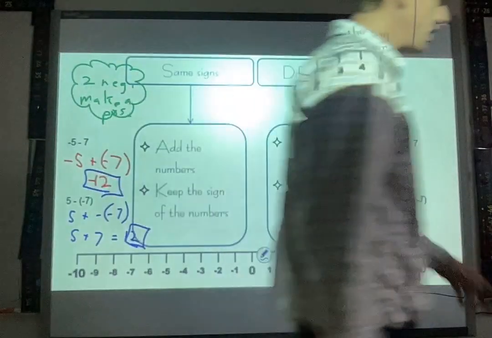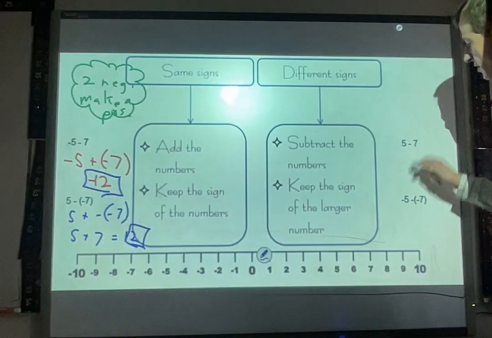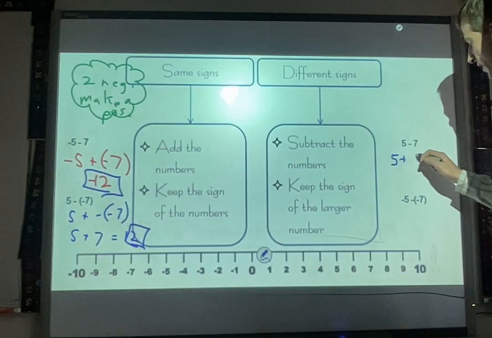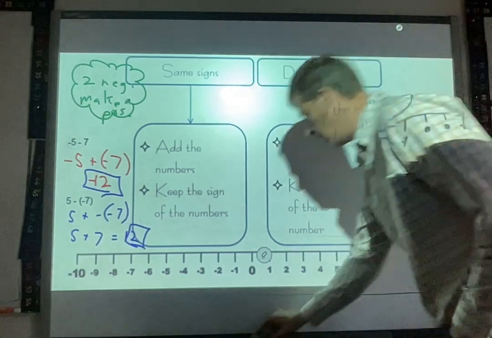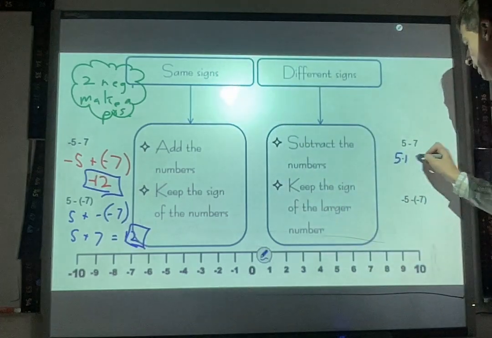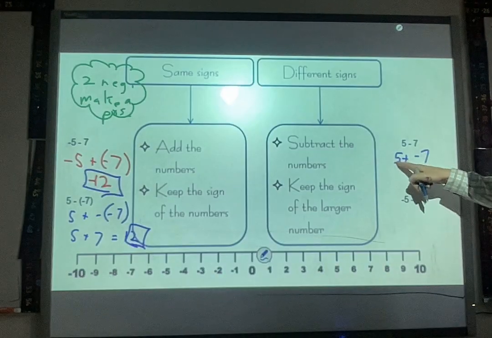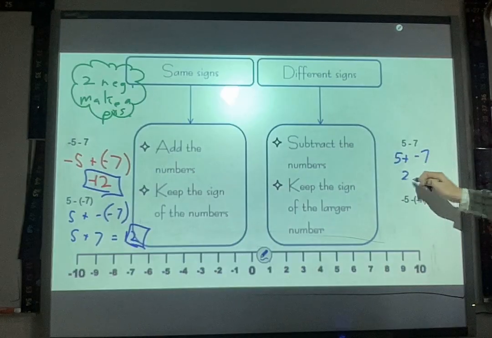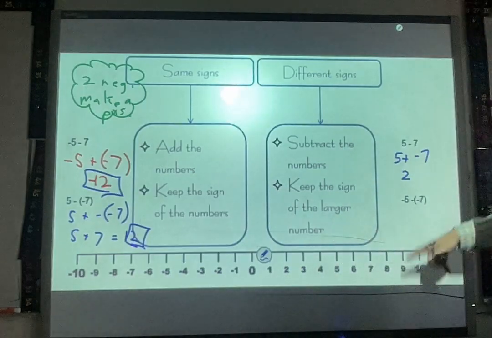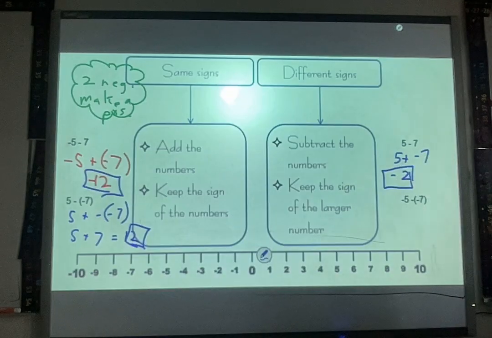All right, over here, different signs. I've got a 5 minus 7. Instead of subtracting a number, we're going to change that to add in the additive inverse. So 5 minus 7 is going to change into 5 plus negative 7. And 5 plus negative 7 is going to be, now we have different signs, so we subtract the numbers. 7 minus 5 is 2. And then we keep the sign of the larger number. We have more negatives. The 7 is bigger, so my answer here is going to be a negative 2.